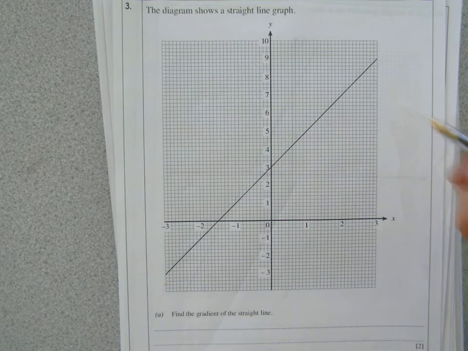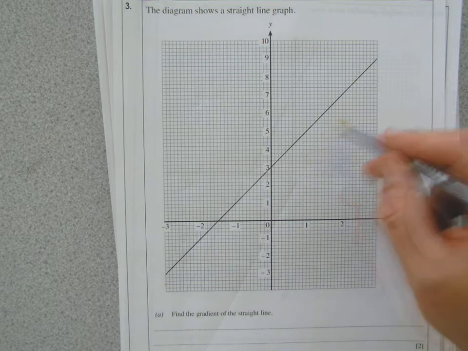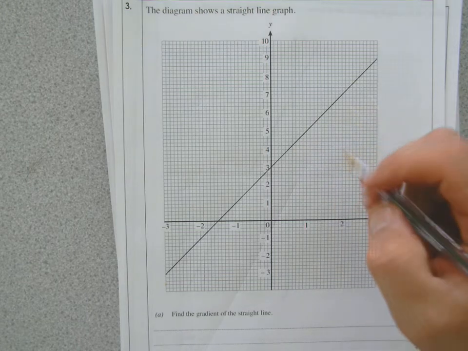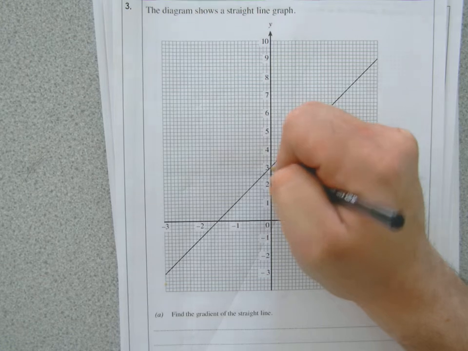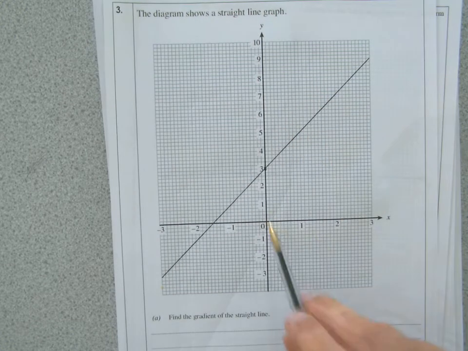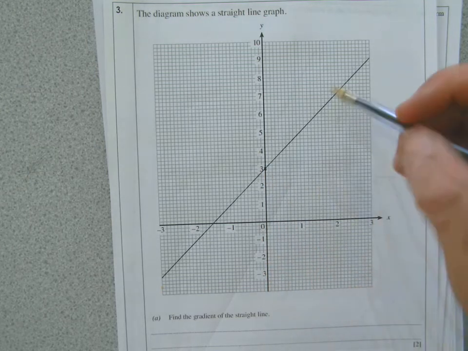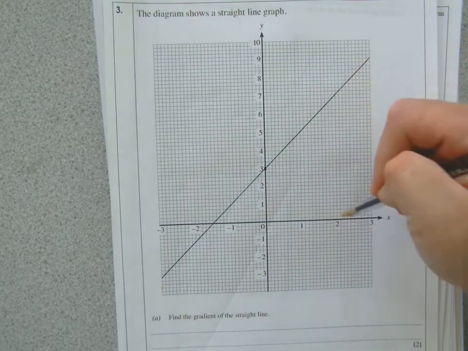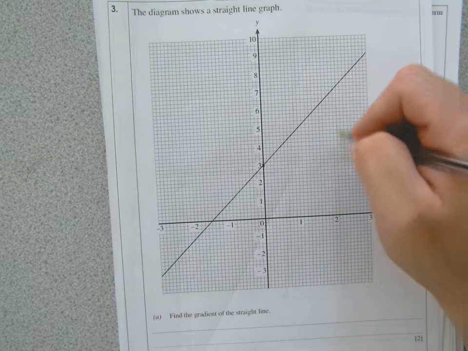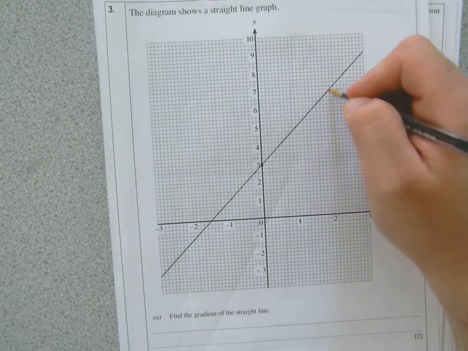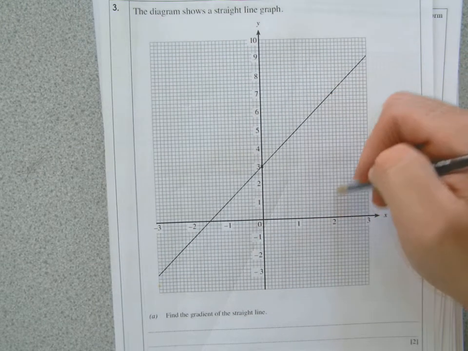So to form a triangle, we just need to choose two nice points. Don't just pick two points at random, pick points that are nice. So for instance, this point here is nice because x is 0 and y is 3. This is a nice point to consider. And then maybe we can choose this point here, x is 2. When x is 2, y is 7.